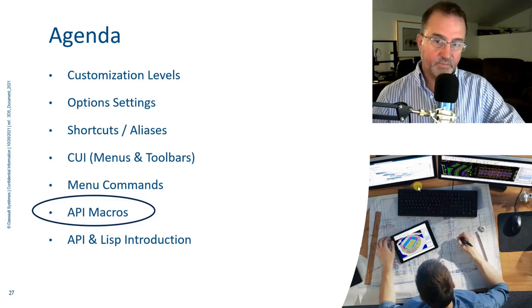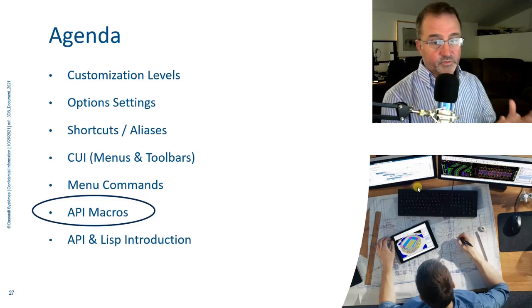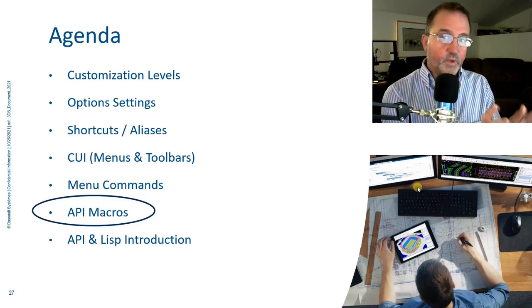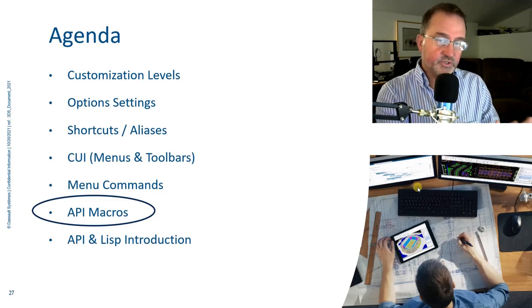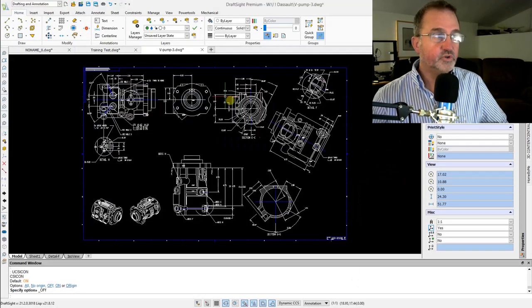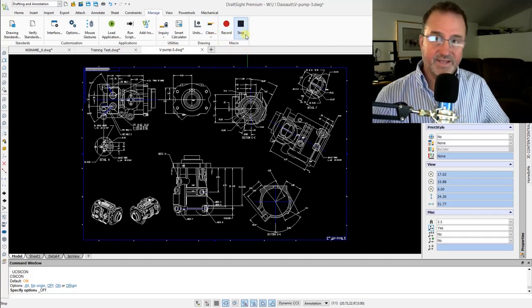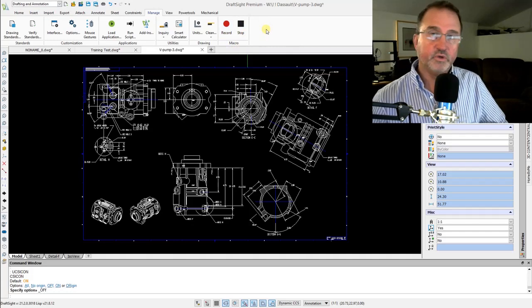So what else? Let's talk about the API and macros. I know this comes up, and oftentimes people think of macros. What I've shown you up to this point have been what I call menu macros, but there's also something called the API macro, and I think it's important that I explain what that is and what it does. In fact, if you go into DraftSight and go under Manage, you're going to see a macro record and a stop button.